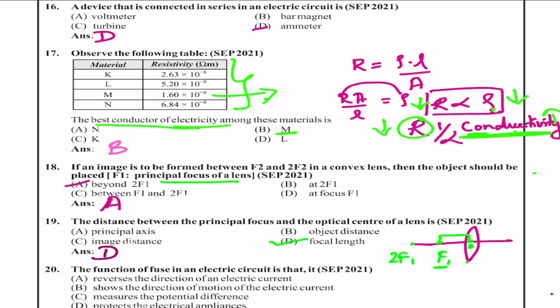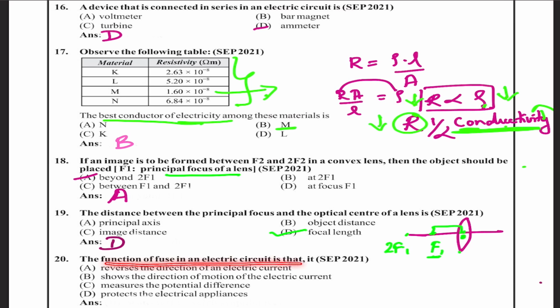What is principal axis? The line on which the object will be placed and it passes through the center of the lens, nothing but the optical center. Object distance, it is represented with small letter u. It is the distance of the object placed from the center of the lens. What about image distance? It is the distance of the image formed from the optical center. Hence the answer is focal length. Coming to the next question.